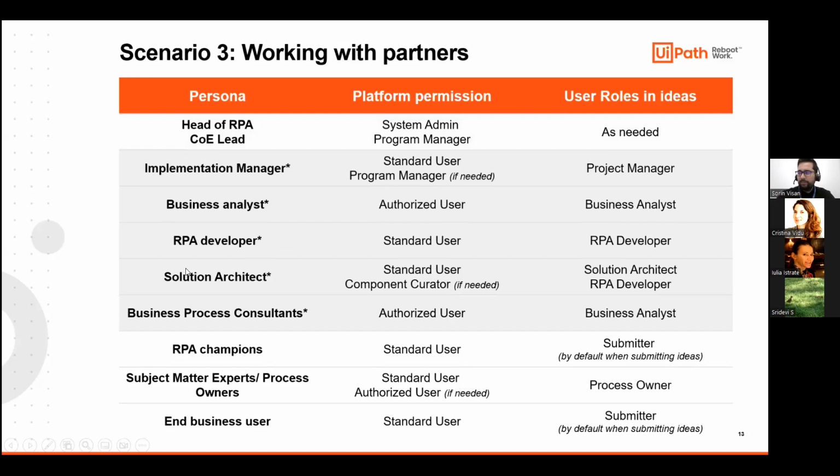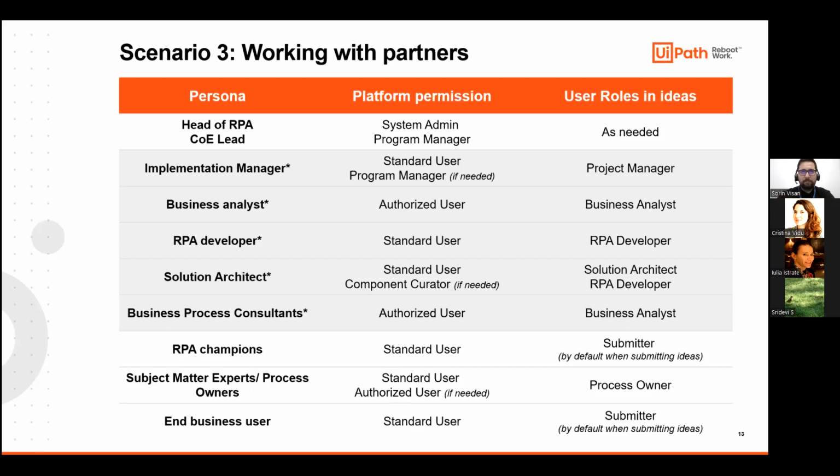Of course, we have also the scenario of working with partners, right, which is extremely important in terms of setup. You'll see that it's pretty similar to the large COE, but the difference here is that you can have the partner itself act as different personas directly within Automation Hub. You can have them as an implementation manager, you can have them as a business analyst or an RPA developer.